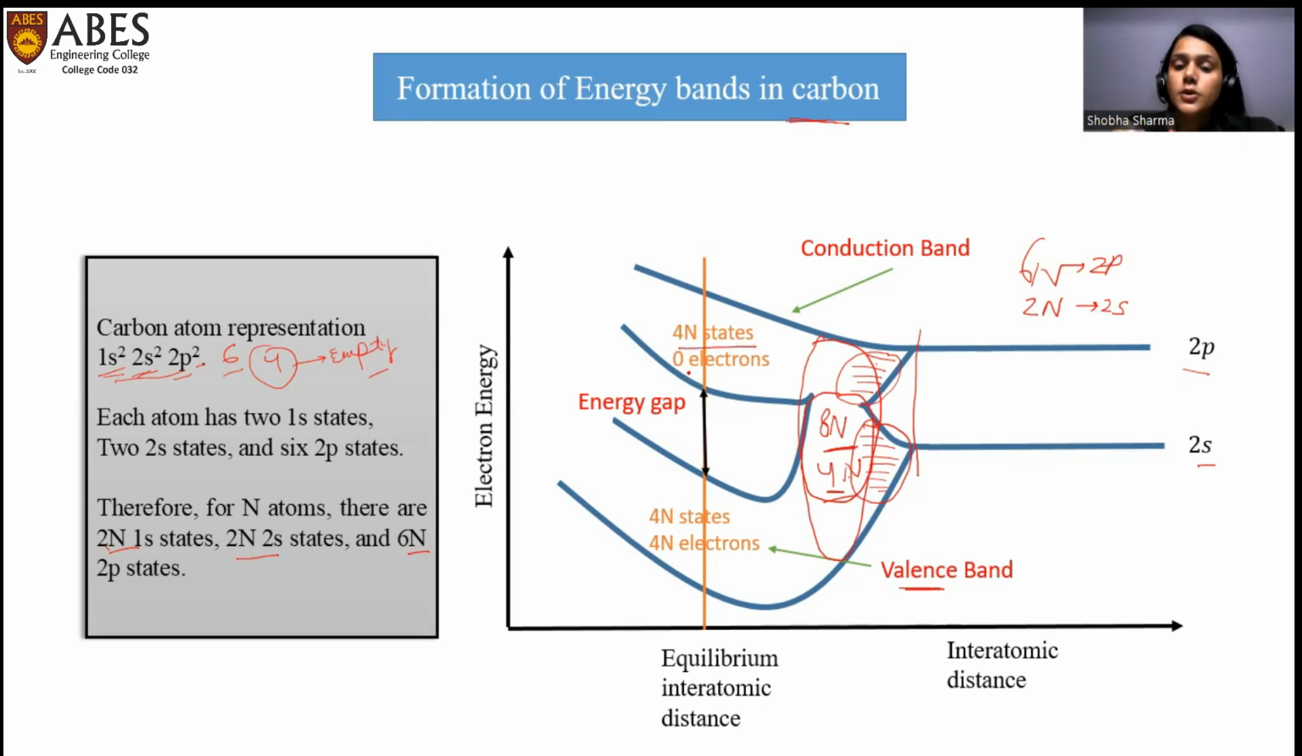Why are they empty? Because no electron is present in this band. So this is known as the conduction band, and this filled band is known as the valence band. The gap between these two bands is known as the energy gap. On the basis of this energy gap, we will classify the solids into three categories.